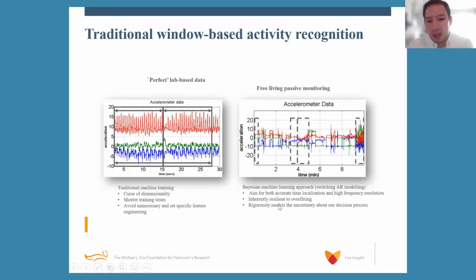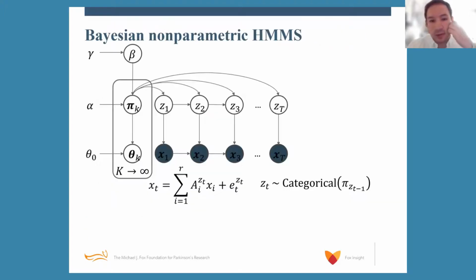So we're going to do this using a Bayesian machine learning approach, the switching autoregressive version of a statistical autoregressive model, a switching autoregressive model. And the aim is going to be both accurate time localization and accurate high frequency resolution. And it's also going to be robust to overfitting. I'm not going to have time to talk about it, but please interrupt me afterwards to talk about how we do that and rigorously model uncertainty about the decision process.